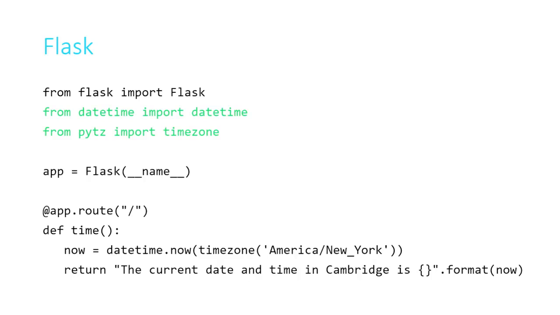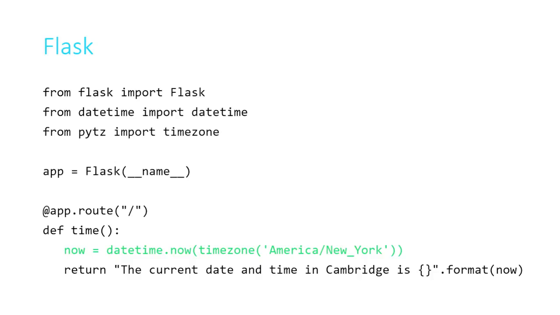Then I'm initiating my Flask application, and then I'm basically using the datetime and timezone functions from those two modules that I imported to figure out what the current time is in the time zone America/New York. Now, New York is in the same time zone as Cambridge, and that's the standard time zone name.